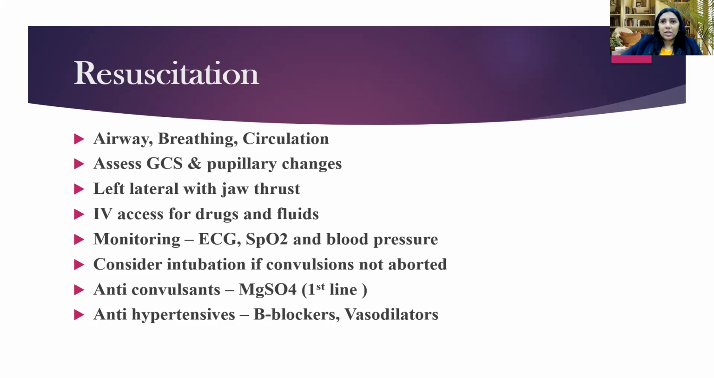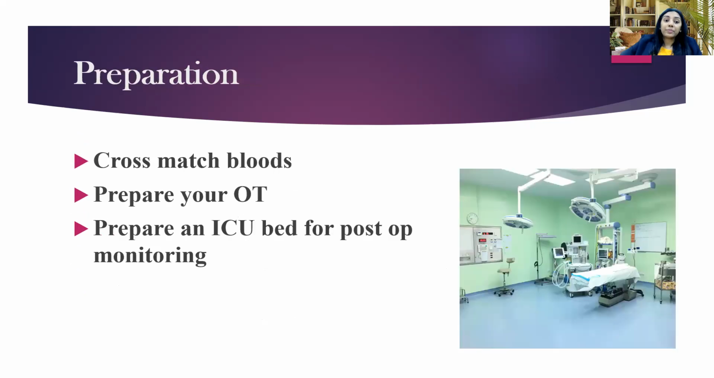This is to reduce or minimize aspiration. Ensure that the patient has IV access for drugs and fluids. Put on your monitoring and consider intubation if the convulsions are not aborted. Your first line of anticonvulsant is magnesium sulfate, which is a cerebral vasodilator. You can also give antihypertensives such as beta blockers and vasodilators to bring down the blood pressure.